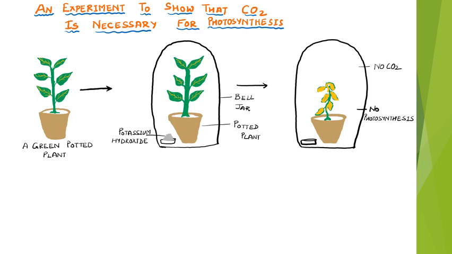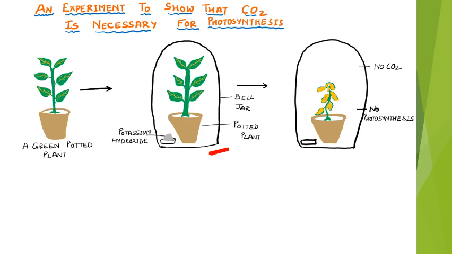So let's start the experiment. What we have to do is to take a green potted plant. Then we have to take a petri dish. A petri dish is a small glass dish. In this dish, we'll put some potassium hydroxide and place it near the potted plant. Now we have to cover this whole setup with a glass bell jar. A bell jar is, as the name indicates, a bell-shaped glass jar.